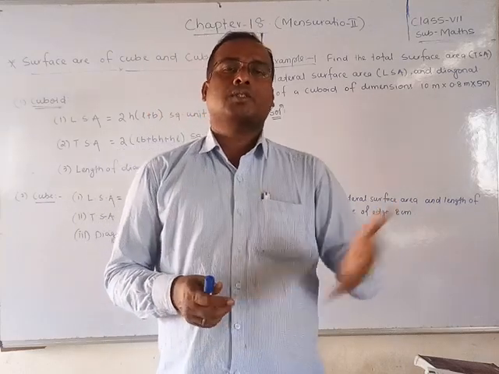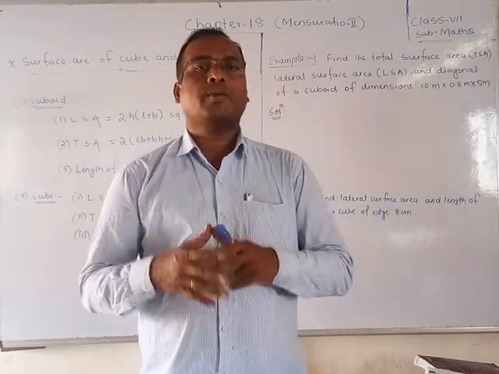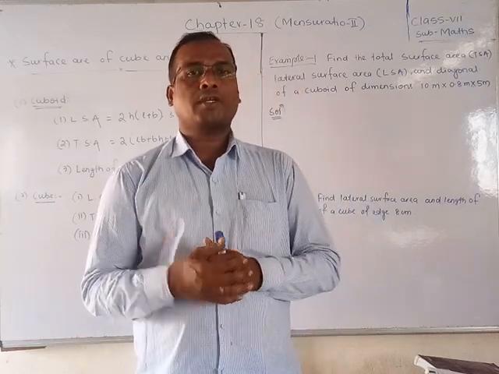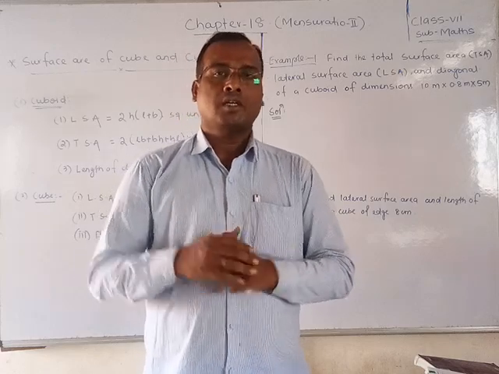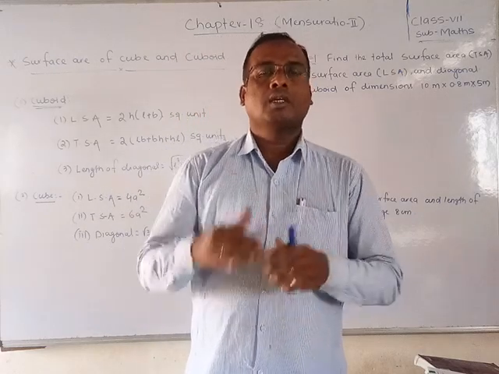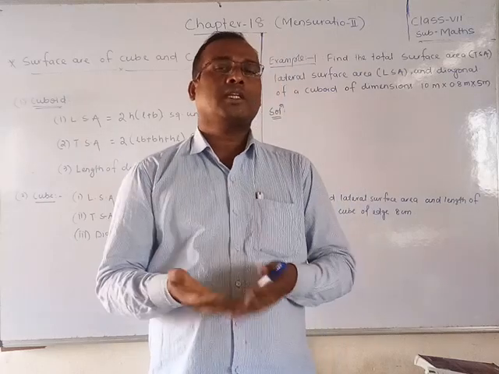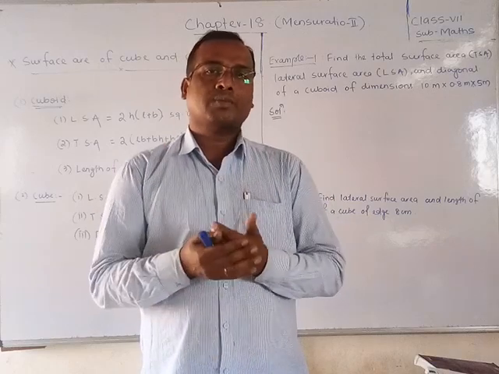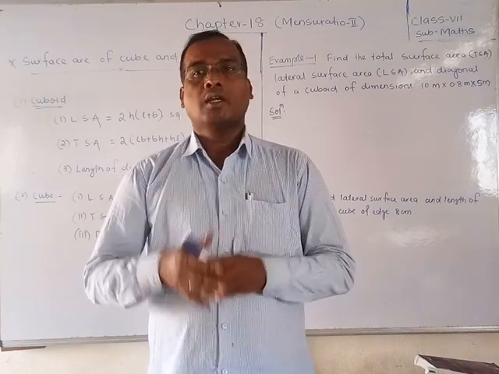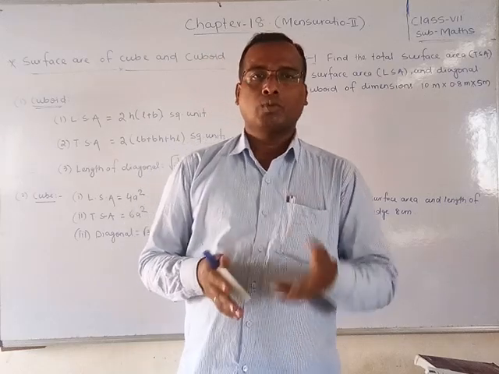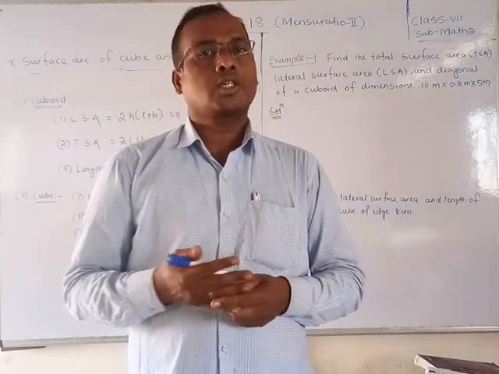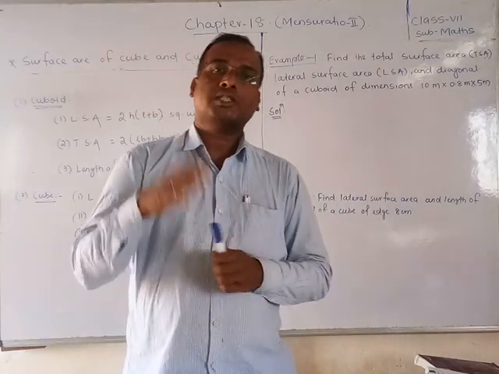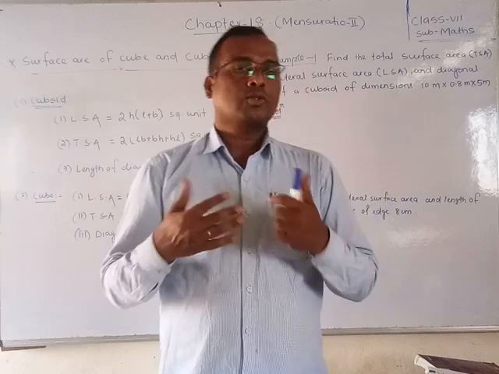You know that in previous chapters you have already studied how many faces and how many edges there are. A cuboid or cube has 6 faces, and we have to find their area. There are two types: one is the lateral surface area and another is the total surface area. Lateral surface area means the 4 faces for the cuboid as well as the cube, but total surface area means all 6 faces. So let us discuss that.